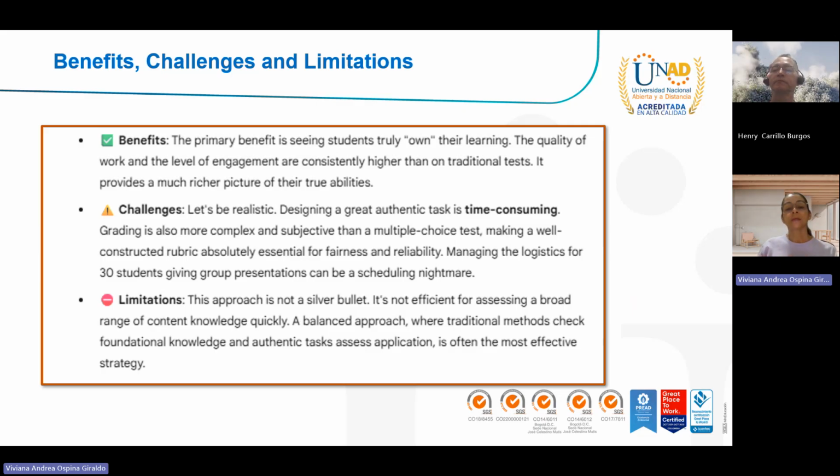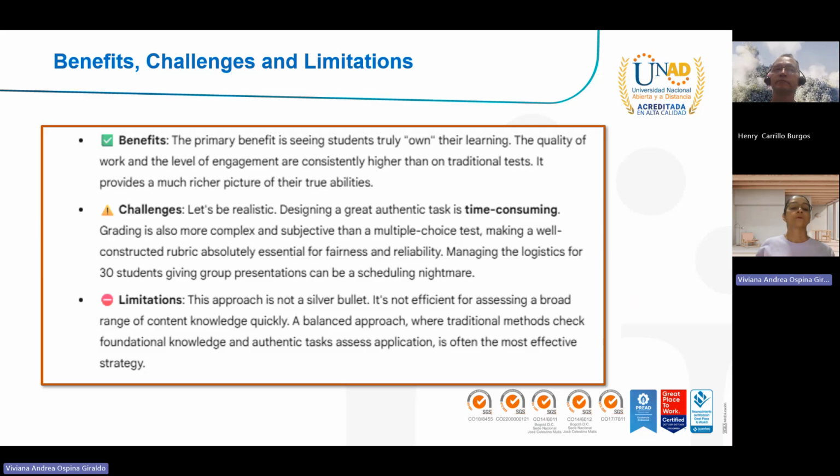So when a student is able to provide quality work, he will be more engaged and he will learn more than with traditional testing, which only measures the what. There are some challenges, which of course, being realistic, designing authentic tasks is time consuming.